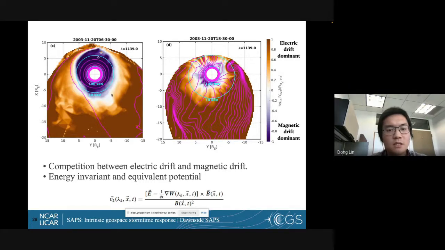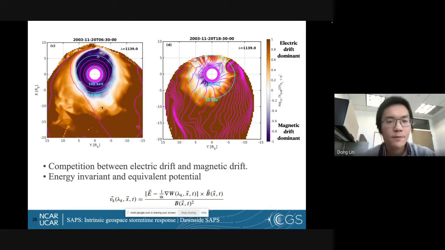So basically, the positive values mean it's dominated by electric drift, like most of the outer magnetosphere. And again, as particle energy increases, the energy-dependent drift becomes dominant. So that's why it turns negative. You can also mathematically describe this by this equation for the two drifts.